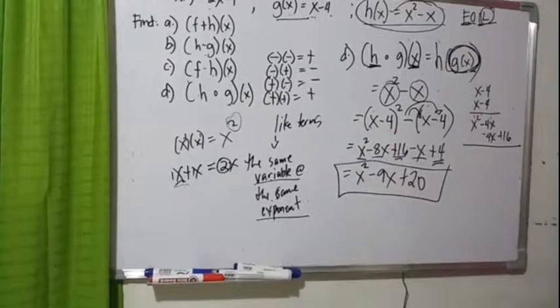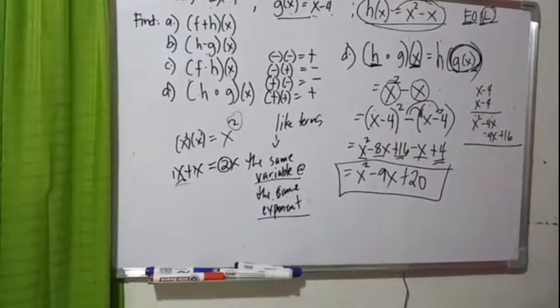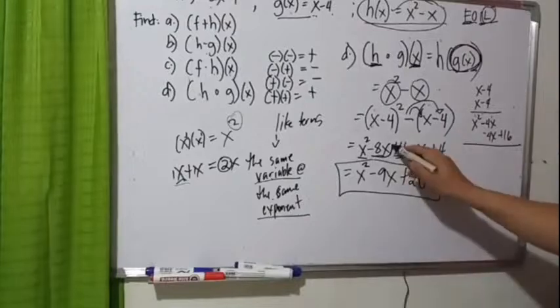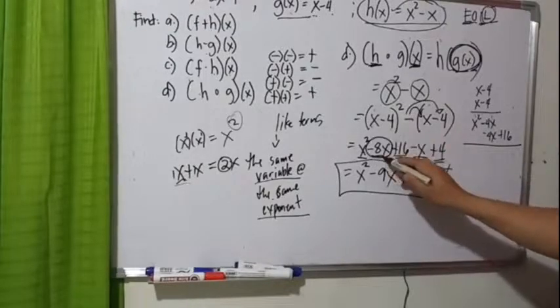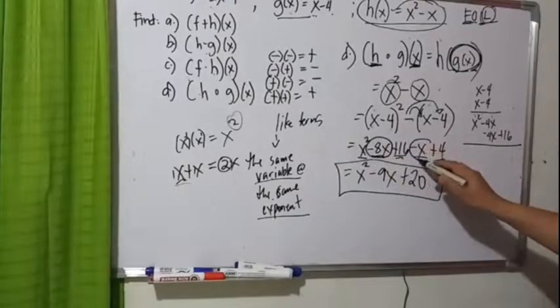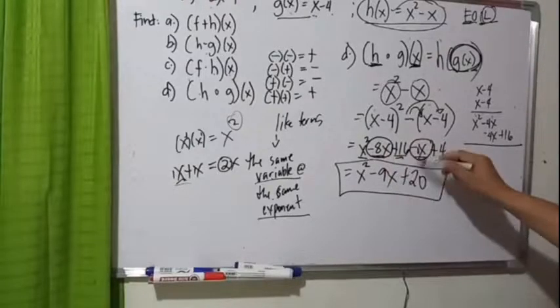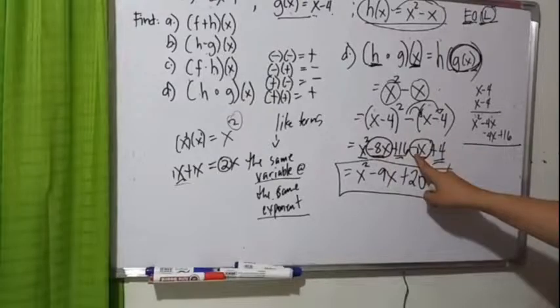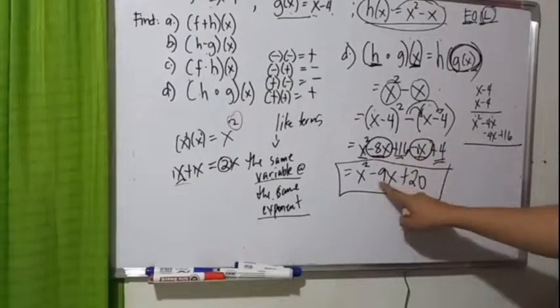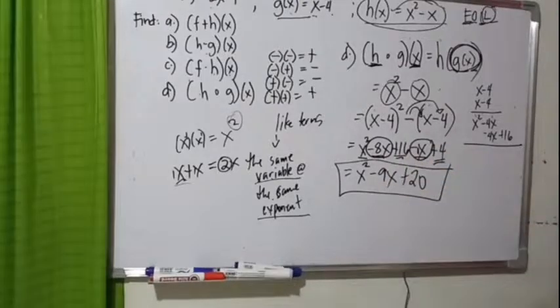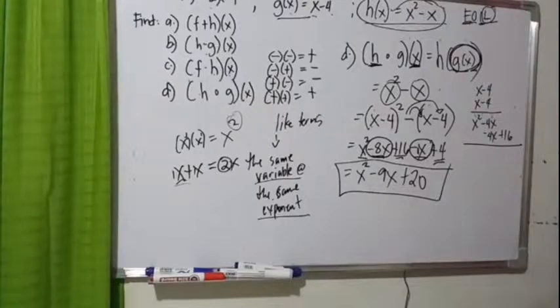Negative 9x. This negative 9x comes from negative 8x and negative x. Those are like terms, understood? There is a 1 here. So negative 8 minus 1, that is negative 9. Then copy the variable. So that is negative 9x.